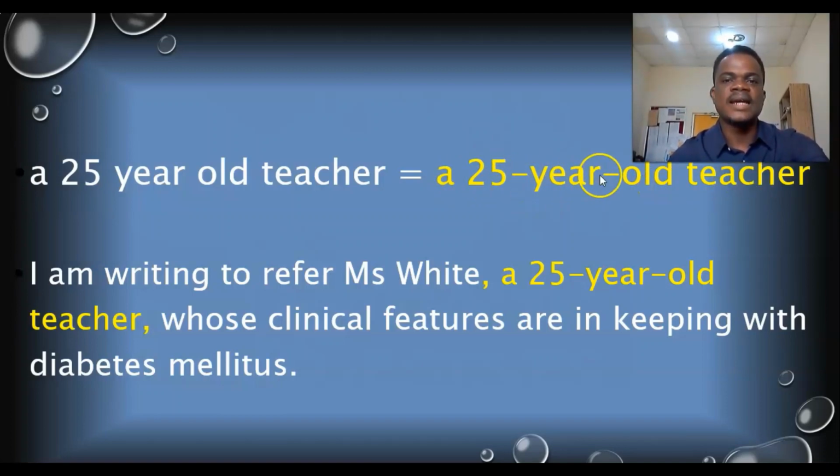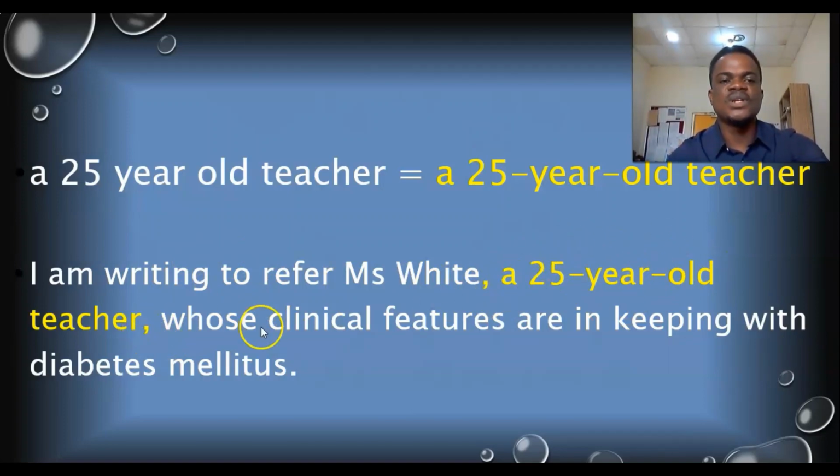Okay, if you look at here, there is no S in this age, because I've seen people even when they are using the hyphen correctly, they will add S here. That's wrong. So let's look at this in a statement. I'm writing to refer Miss White, a 25-year-old teacher whose clinical features are in keeping with diabetes mellitus. So we are using this to qualify teacher. And this "a 25-year-old teacher" is like extra information added to this sentence. That's why we use comma before and comma after to separate this piece of information.